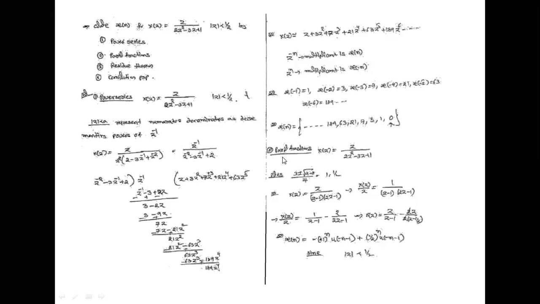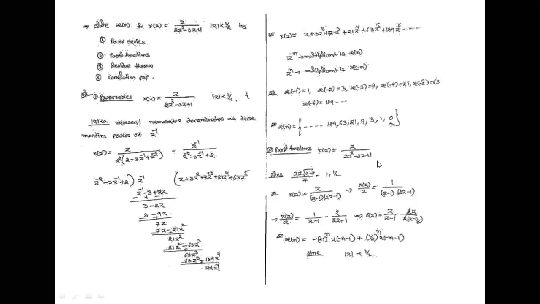Coming to the second one, the partial fraction expansion method, x of z is equal to z by 2z square minus 3z plus 1. By using the partial fraction expansion method, you have to convert the given function to positive powers. Already the given function is in positive powers. Find the roots of the denominator using the formula minus b plus or minus square root of b square minus 4ac by 2a. We got 1 and 1 by 2. So z minus 1 and z minus 1 by 2.